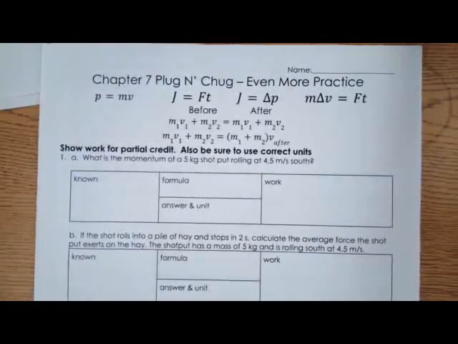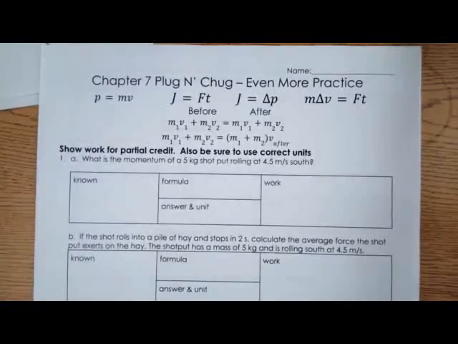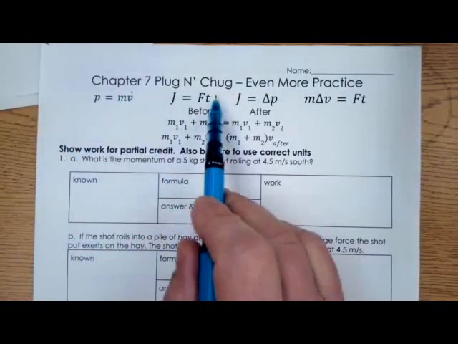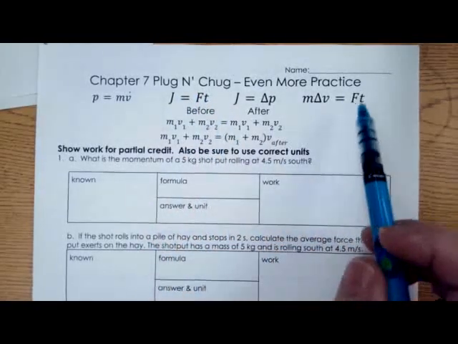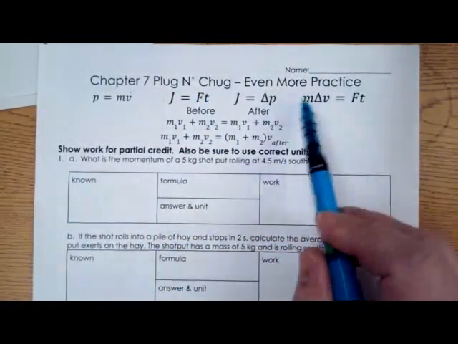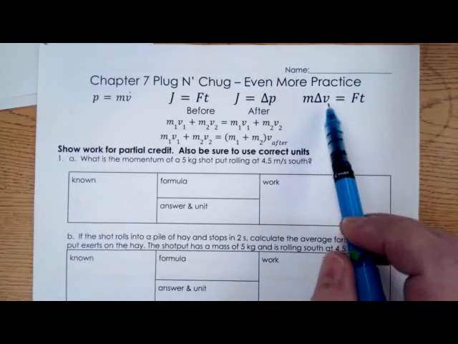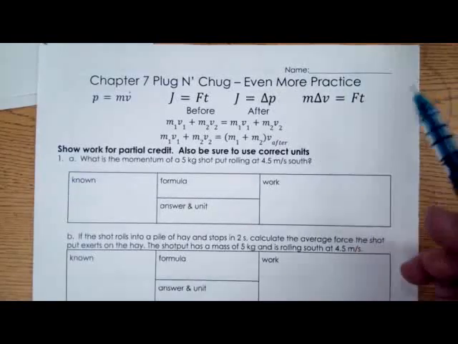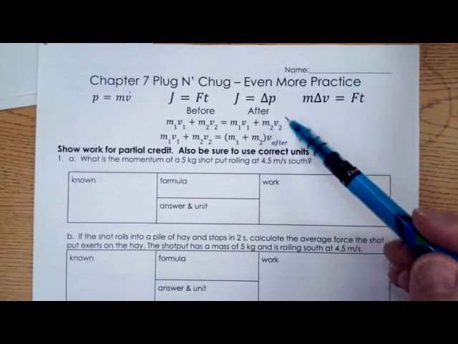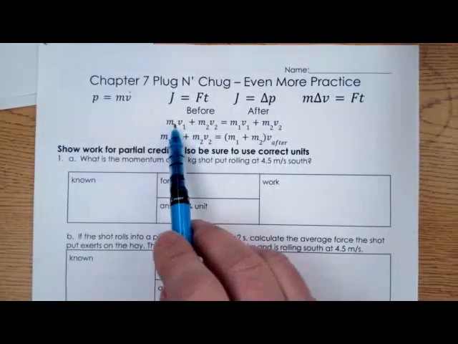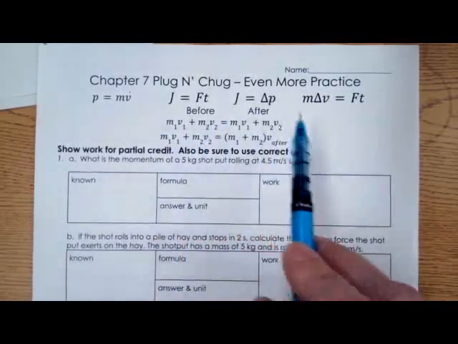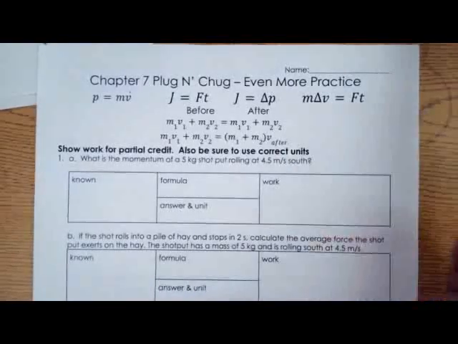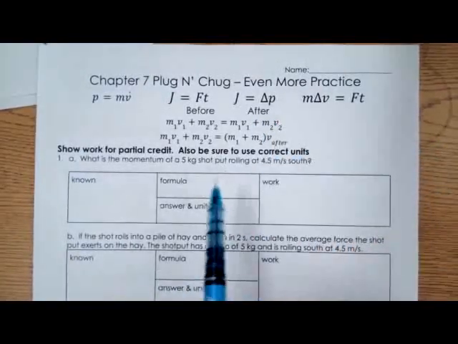A couple of things I want to review with you, the different types of problems we have on this sheet. We have some momentum problems, we have some impulse problems, and we have some that use the smush formula, as I like to call it, where you have the change in momentum equals the formula for impulse. Then we also have some collision problems when you have two objects that are separated before they collide and then have two separate objects each going at different velocities after.